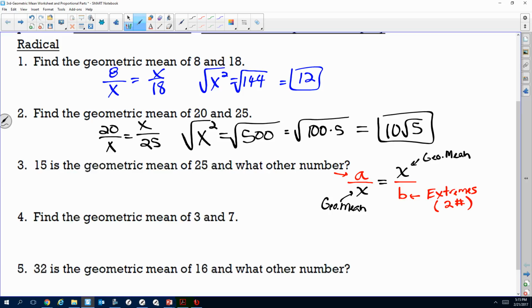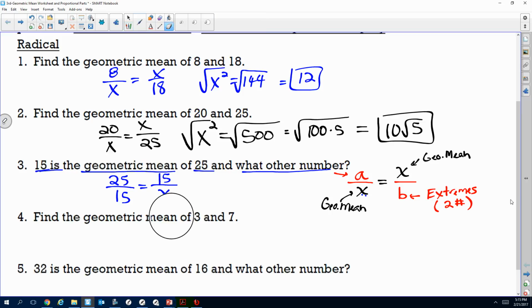And I kind of abbreviate that. So on number 3, it says 15 is the geometric mean of 25 and what other number? Okay, so 15 is the geometric mean. So 15 has to go in place of this x that I have here. Of 25, that's one of the numbers. So basically, 25 is one of the numbers over 15, that's the geometric mean, would equal 15, which is where we put the other geometric mean, over another number. And the other number is the one we're trying to find. That's the one I don't know.